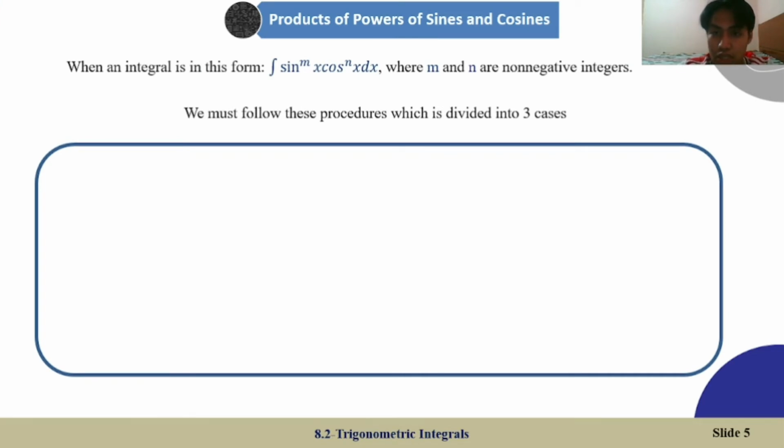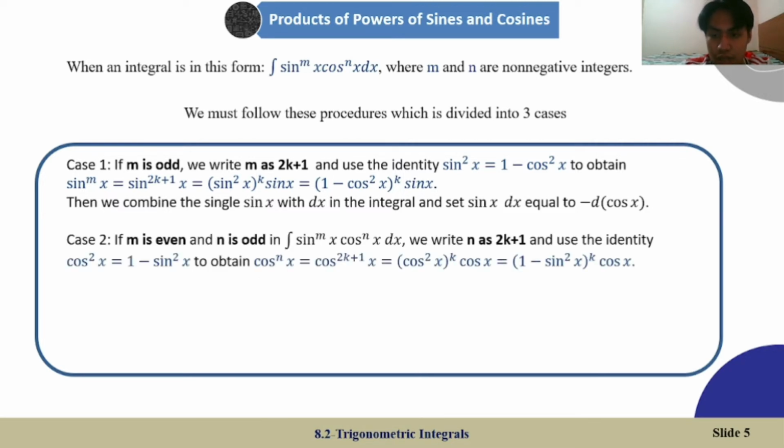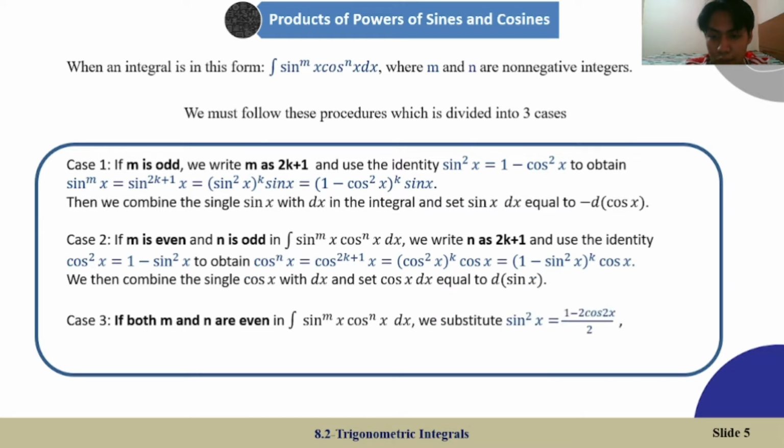So when an integral is in this form, which is the integral of sine to the power of mx, cosine to the power of nx dx, where m and n are non-negative integers, we must follow these procedures, which are divided into 3 cases. Case 1 is when m is odd, case 2 is when m is even and n is odd, and case 3 is when both m and n are even.